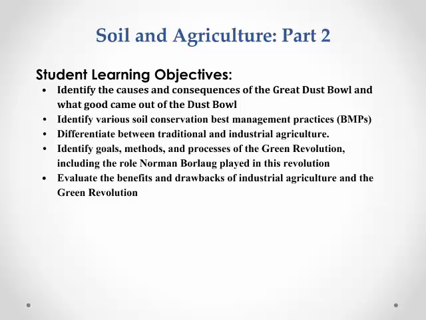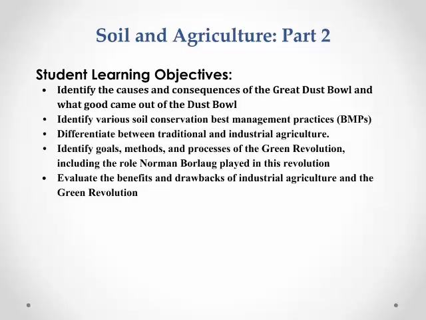The student learning objectives of this mini lecture are: identify the causes and consequences of the Great Dust Bowl and what good came out of the Dust Bowl, identify various soil conservation best management practices, BMPs, differentiate between traditional and industrial agriculture, identify goals, methods, and processes of the Green Revolution, including the role Norman Borlaug played in this revolution, and evaluate the benefits and drawbacks of industrial agriculture and the Green Revolution.